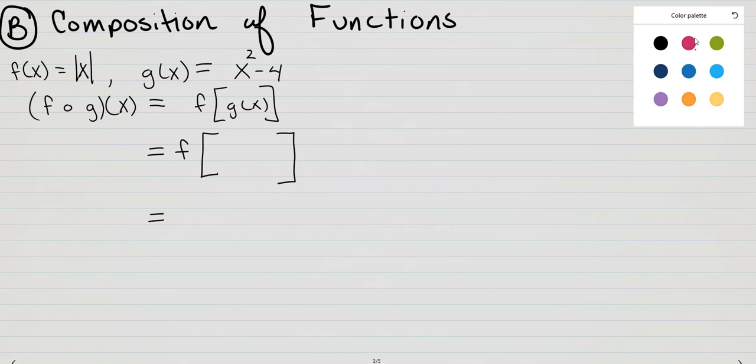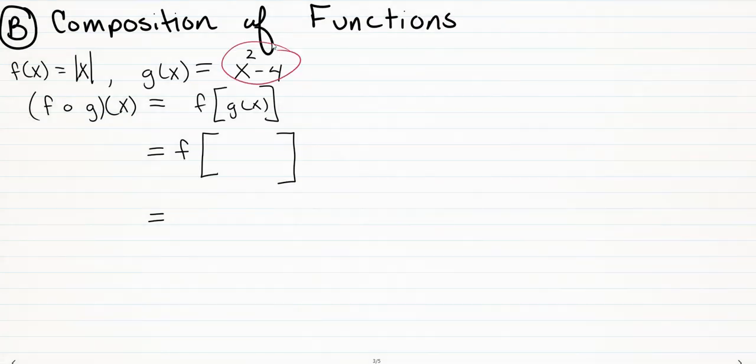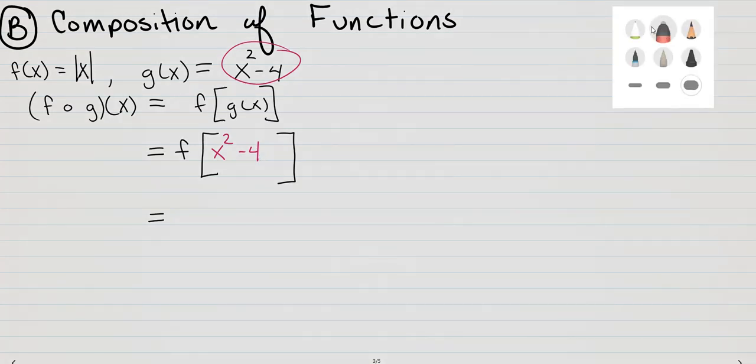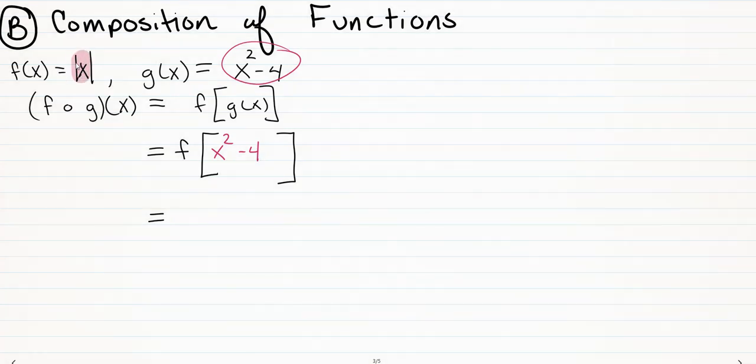But if you recall, if I wanted to compose the functions f and g, that means f of g of x. So it means that I'm going to take the g function, the x squared minus 4, and I'm going to plug that in to the x in the f of x function.